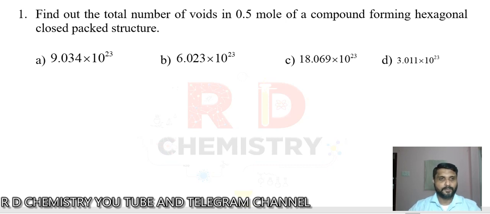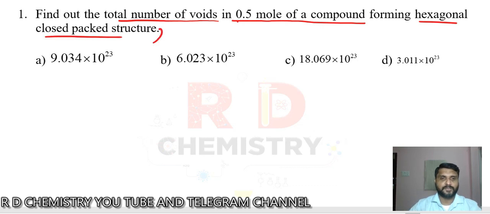Question number 1. Find out the total number of voids in 0.5 mole of the compound forming hexagonal close packed structure, that is the HCP. They are given 0.5 mole of the compound. Assume it is equal to atoms. 0.5 moles of atoms are there.